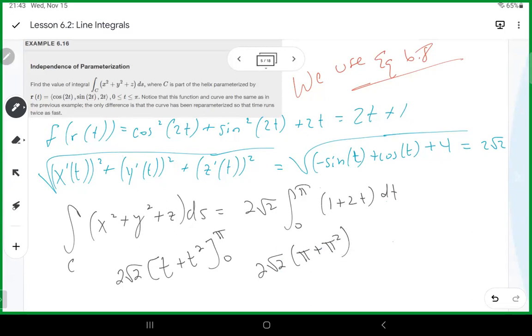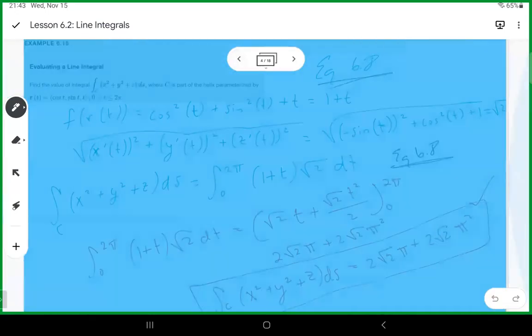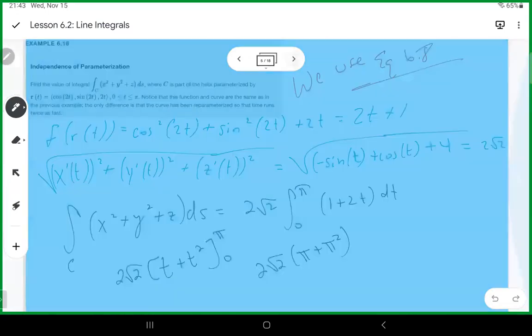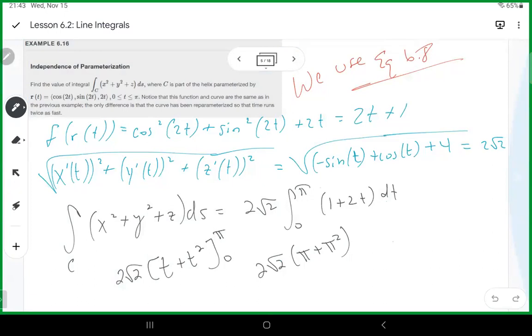Notice that this agrees with the answer in the previous example. Changing the speed by double time didn't change anything, as long as the curve is traversed exactly once.